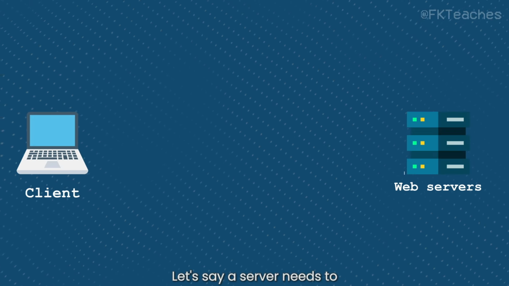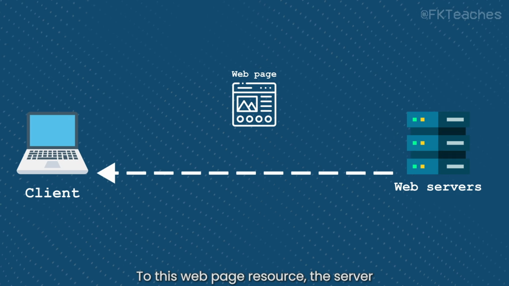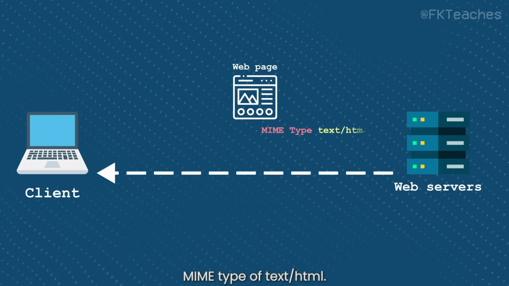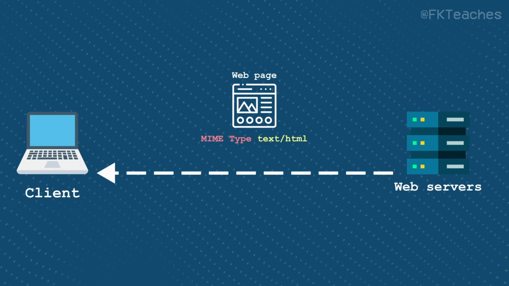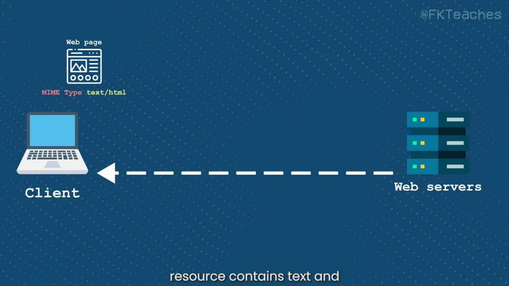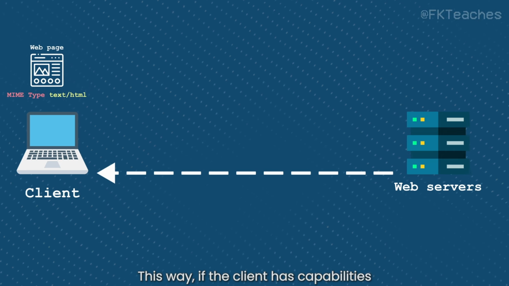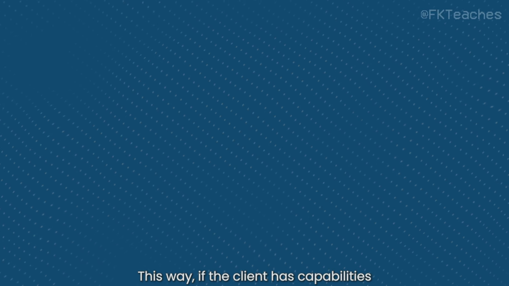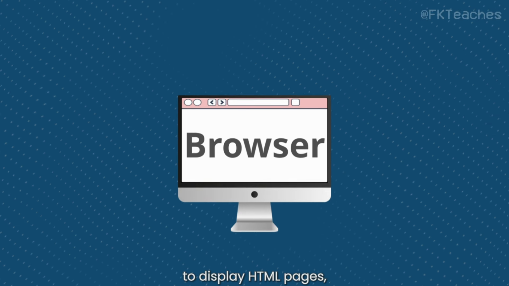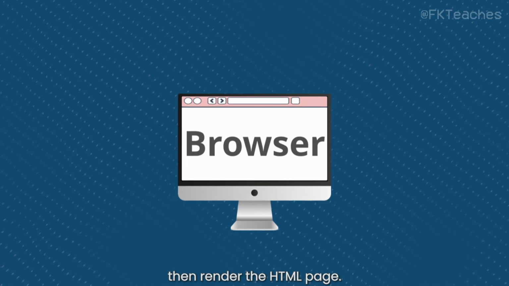Let's say a server needs to send a web page to a client. To this web page resource, the server will then attach a standard MIME type of text/HTML. What this tells the client is that this resource contains text and it is in the HTML format. This way, if the client has capabilities to display HTML pages, something browsers can do in their sleep, the client can then render the HTML page.